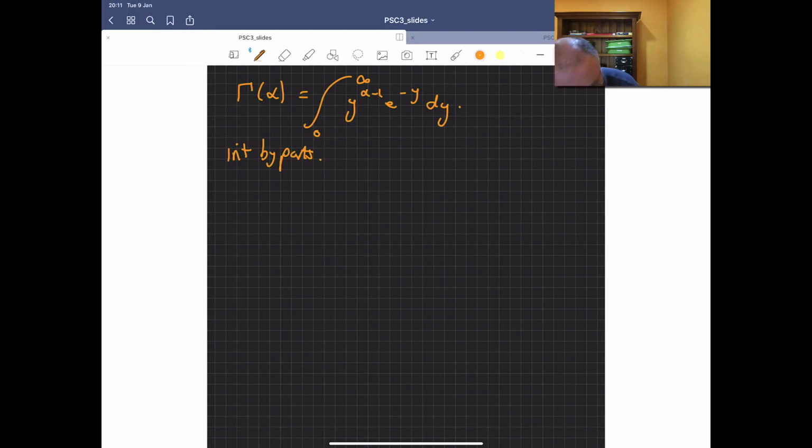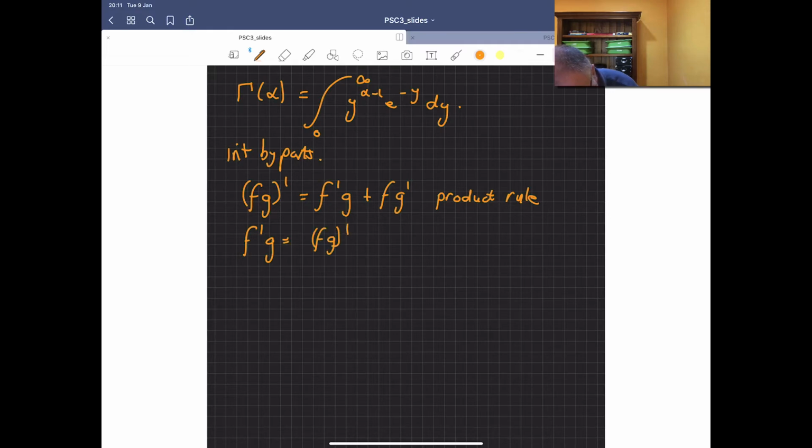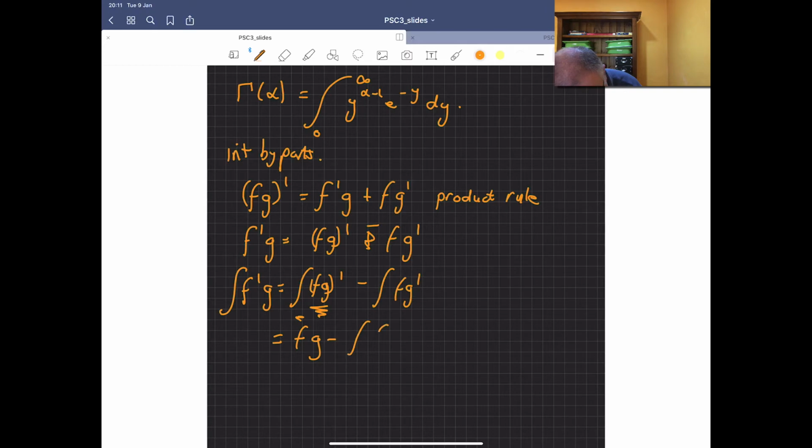Well, first of all, let's look at differentiation. Imagine I had two functions f and g and I differentiated their product. Well, by the product rule, that would be f dash g plus f g dash. So that's the product rule. Well, we could rearrange that and say that f dash g equals (fg) dash minus f g dash. And if I integrate both sides, I get the integral of f dash g equals the integral of (fg) dash minus the integral of f g dash. And if I take something that's differentiated and integrated, I get the same thing, so I get f g minus the integral of f g dash.